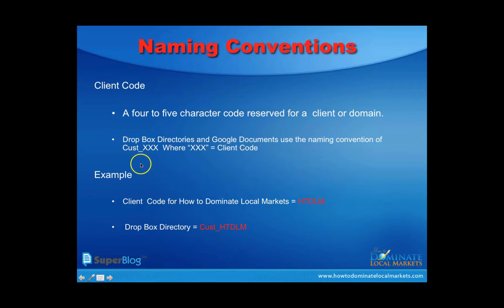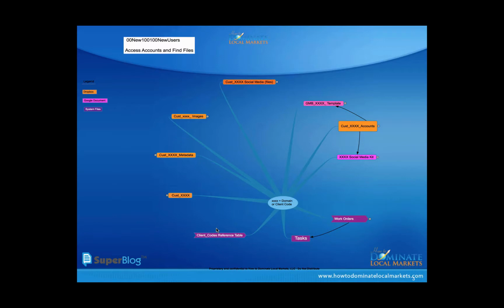As an example, our company name is How to Dominate Local Markets, so we would refer to all of our files and tasks with HTDLM. That's our company code, our client code. And our Dropbox directory, for example, would be cust_HTDLM, where products are stored.